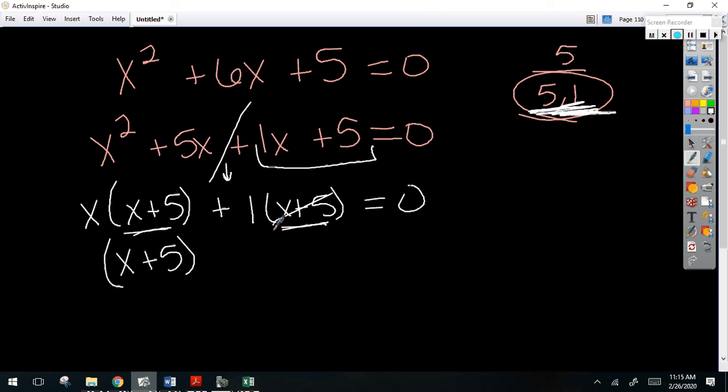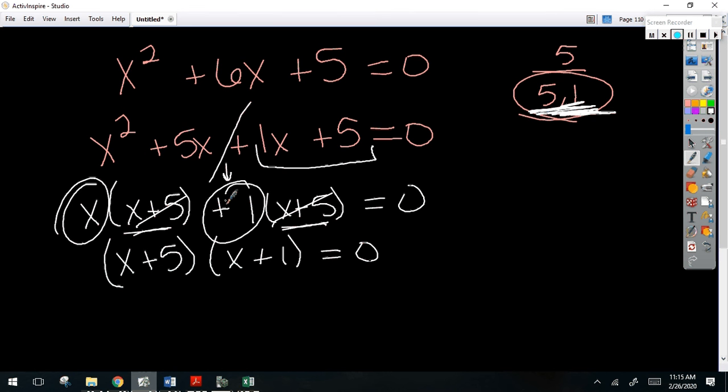All right, x plus 5, right? And what's left is x plus 1. How did you get x plus 1? Look at what's left if you cross those out.